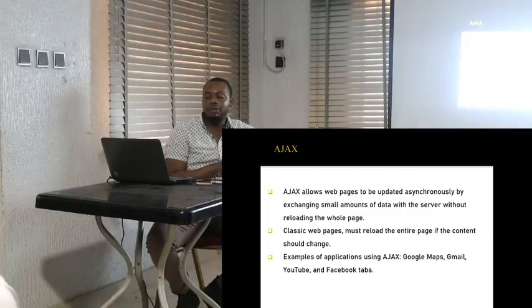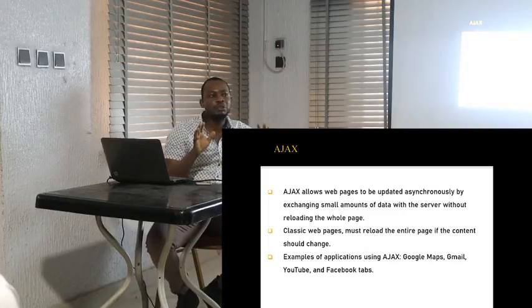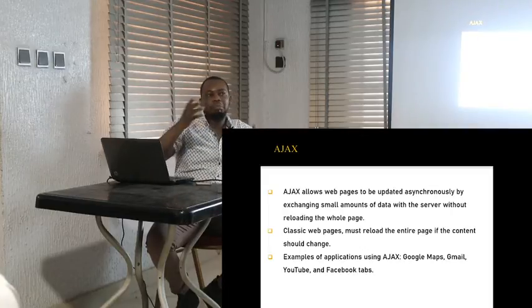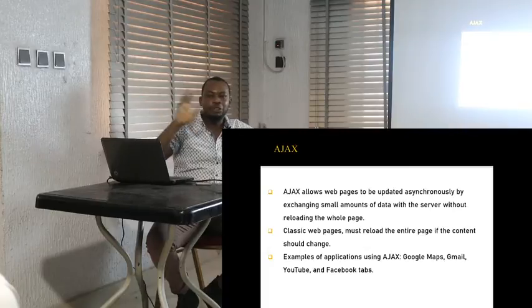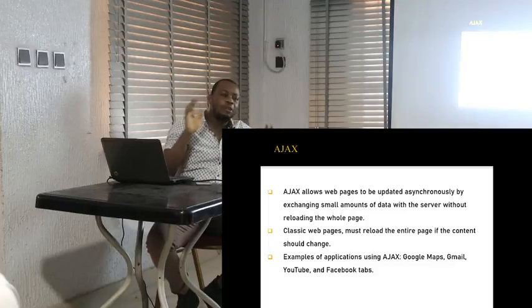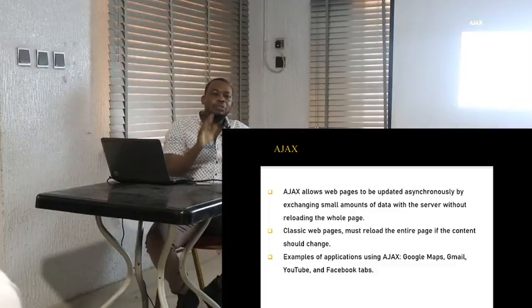An example of an application that uses Ajax is Google Maps, Gmail, YouTube, and Facebook. You can also include Slack. Slack is an example of a website that uses Ajax too, because I've checked their tools and they use Ajax. When you click on the KD network channel, the page doesn't refresh. It will just bring out the information. Click on the PHP team channel, it will bring out the information. So that's how Ajax works.